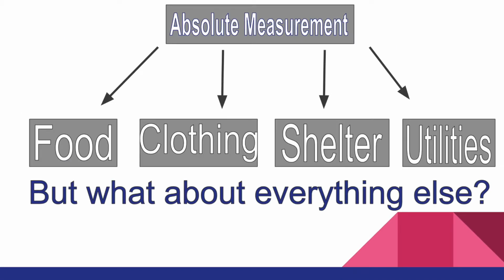The next issue is that the OPM only measures food, clothing, shelter, and utilities. The absolute measure in the OPM only takes into consideration the food, clothing, shelter, and utilities. Quality of life and standard of living are left out of this equation. It leads us to ask the question, but what about the expenses on everything else?